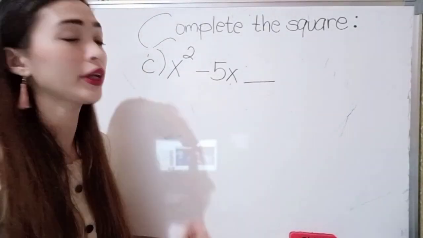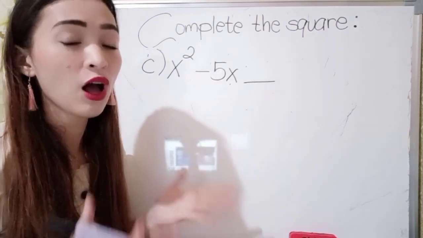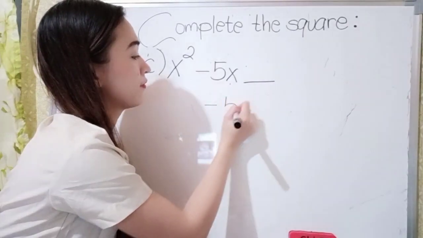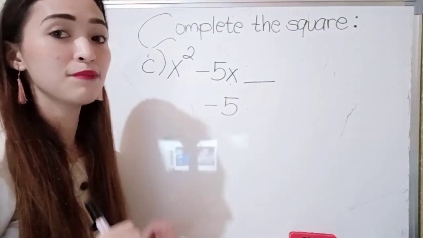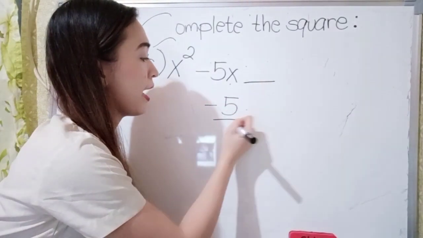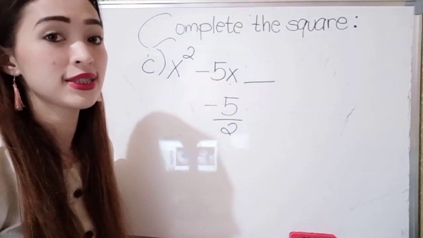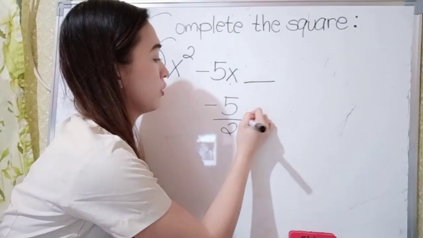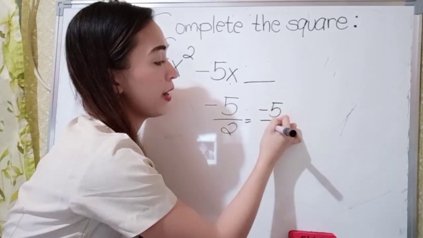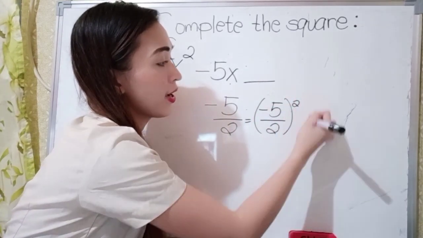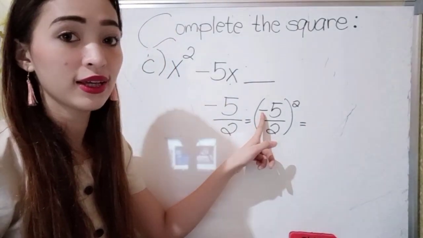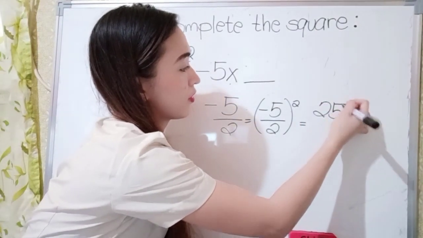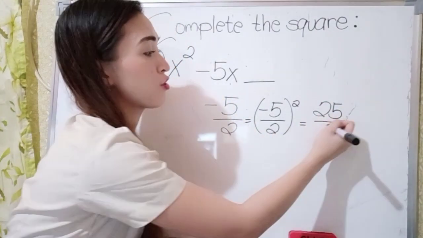How about in letter C? We have x squared minus 5x. So again, what is b in our equation? We have negative 5. Let's divide it by 2. So negative 5 divided by 2 is negative 5 over 2. Square it. Negative times negative is positive, then 5 times 5 is 25, over 2 times 2 is 4.